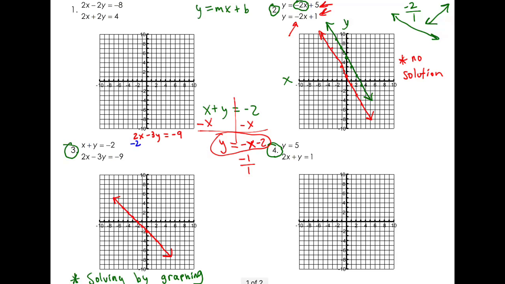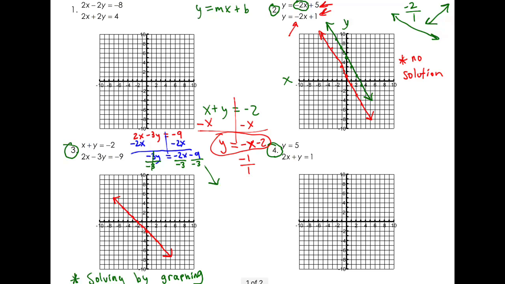To get the 2x off of there, it's positive 2x, so we're going to subtract 2x. That leaves us with negative 3y is equal to negative 2x minus 9. I want to get that negative 3 off of there, so we divide by negative 3. It's the opposite. We're going to do this under each term here, that way we know to simplify. And we're going to continue down here.